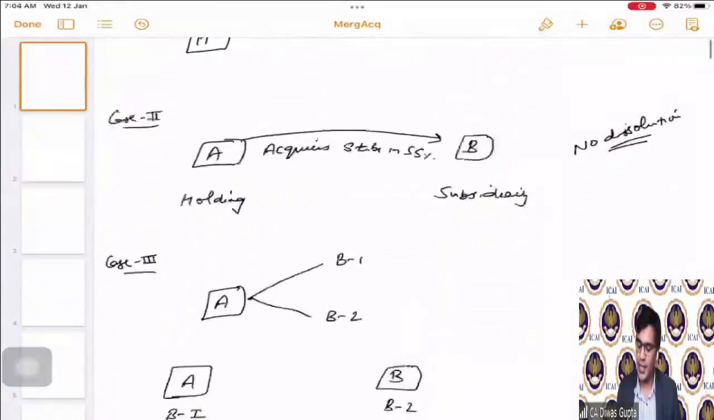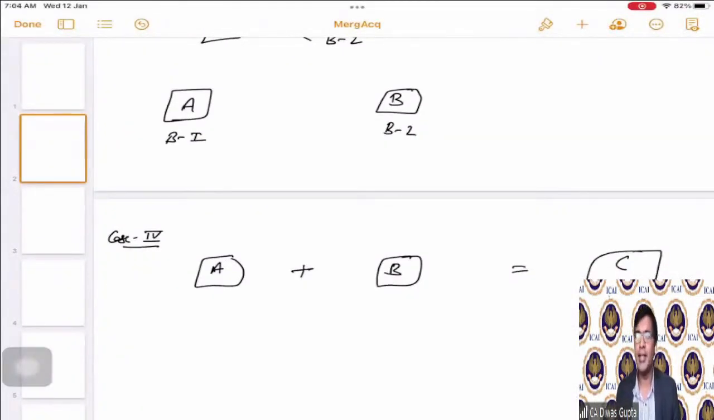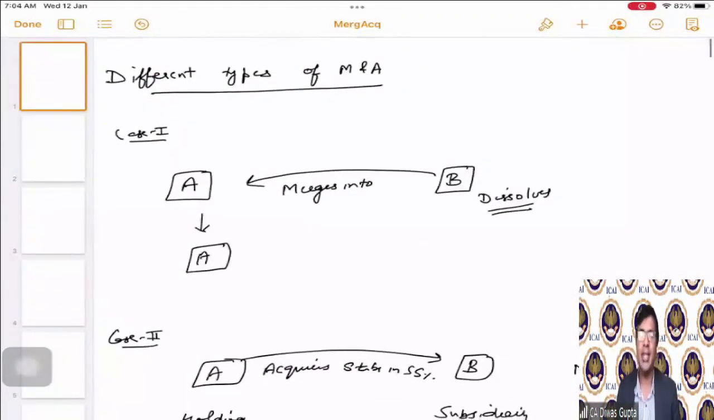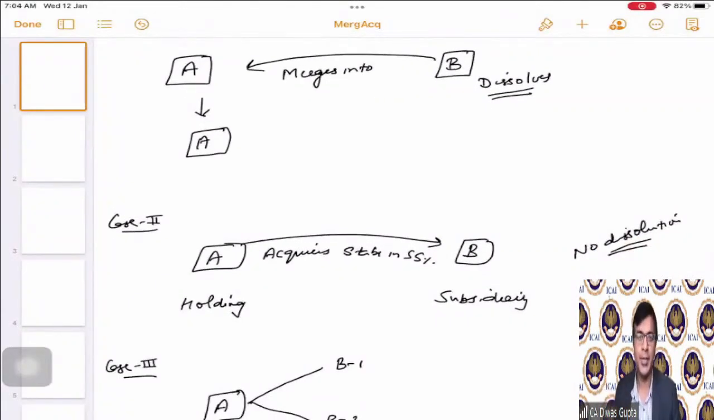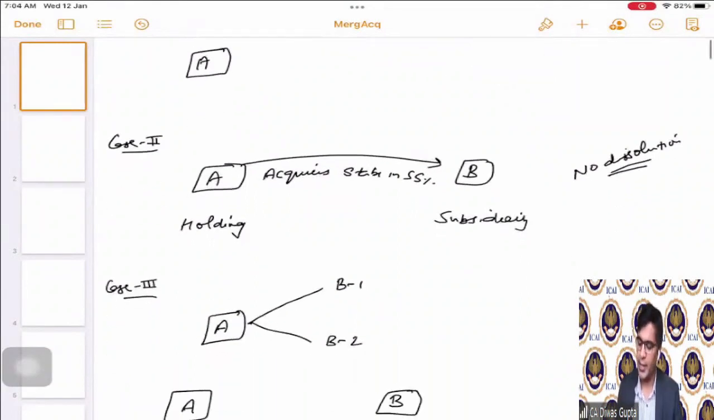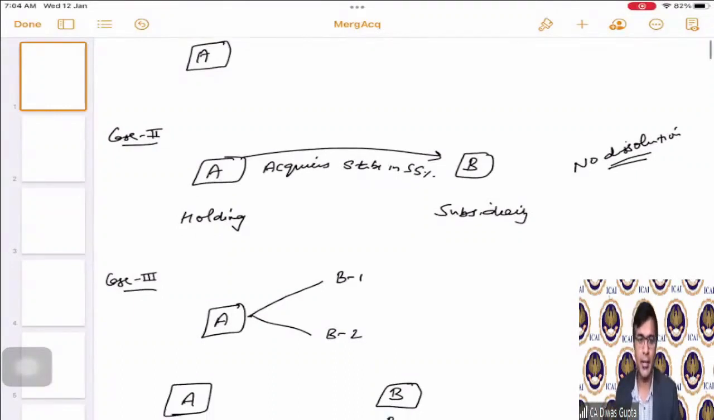So these four cases typically are the broad cases that I have discussed with you on the different types of mergers and acquisitions, correct? So the first type is simply that in A's balance sheet, B's assets and liabilities are taken over through a merger and B itself gets dissolved. And the settlement for B Limited happens, let's say first to the creditors, then to the preference shareholders, then to the equity shareholders. Similarly, in case two, B and A both of them remain as is. A Limited acquired stake in B Limited.